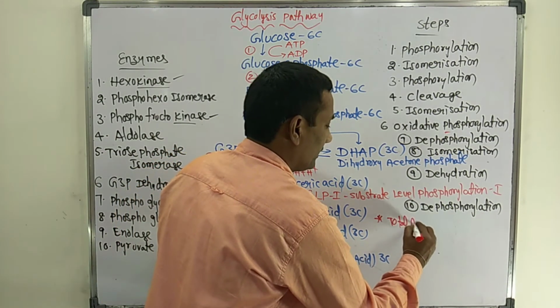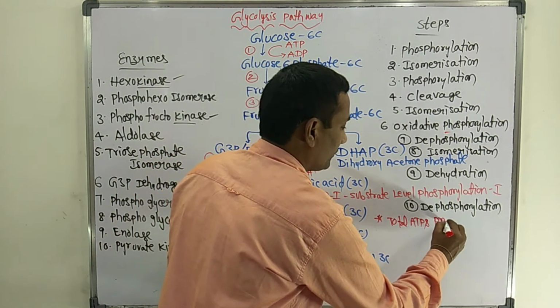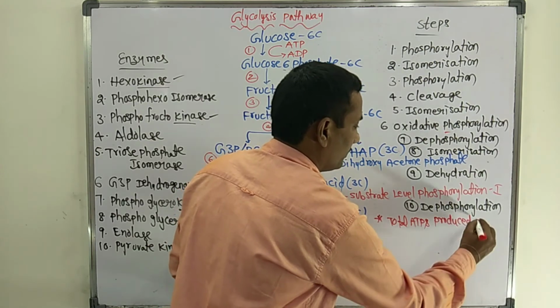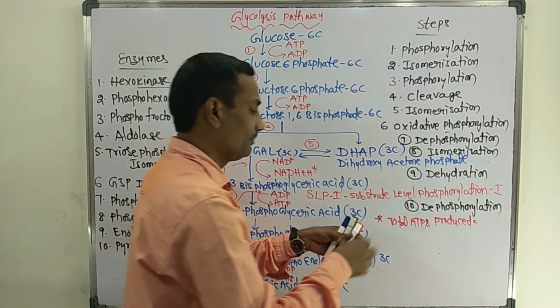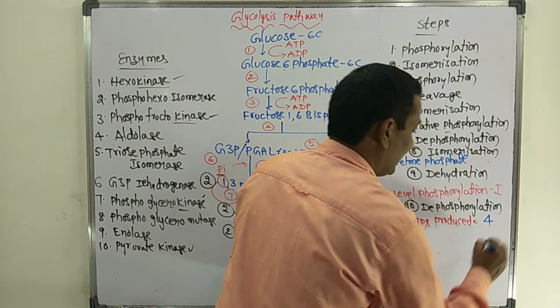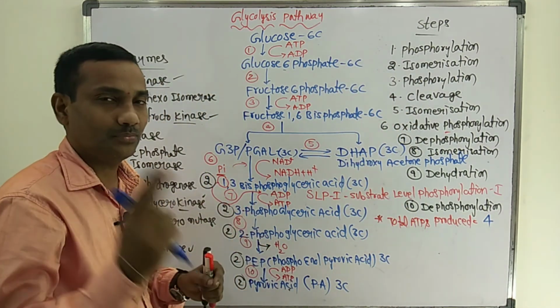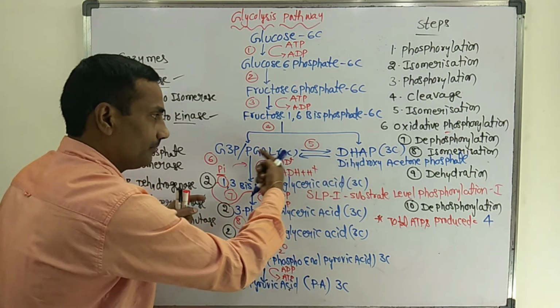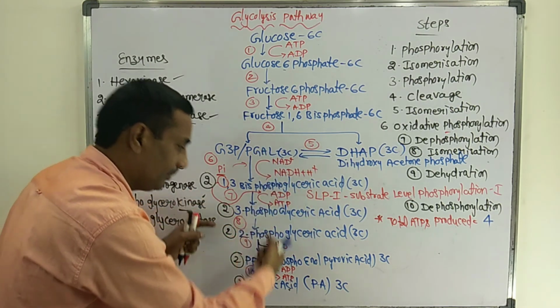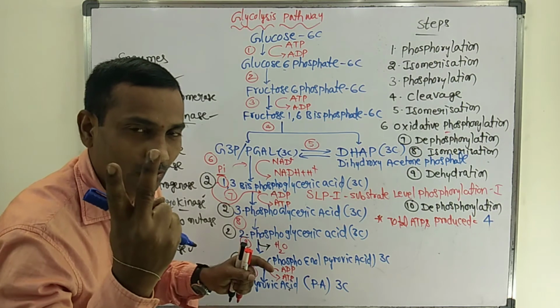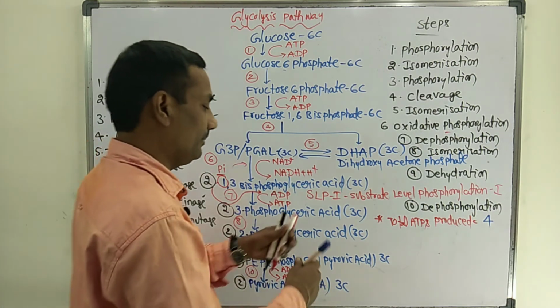Total ATPs produced in glycolysis is 4 ATPs. At the 7th and 10th steps 2 ATPs are produced, and again because DHAP converts to G3P and the process continues, 2 more ATPs, total 4 ATPs.